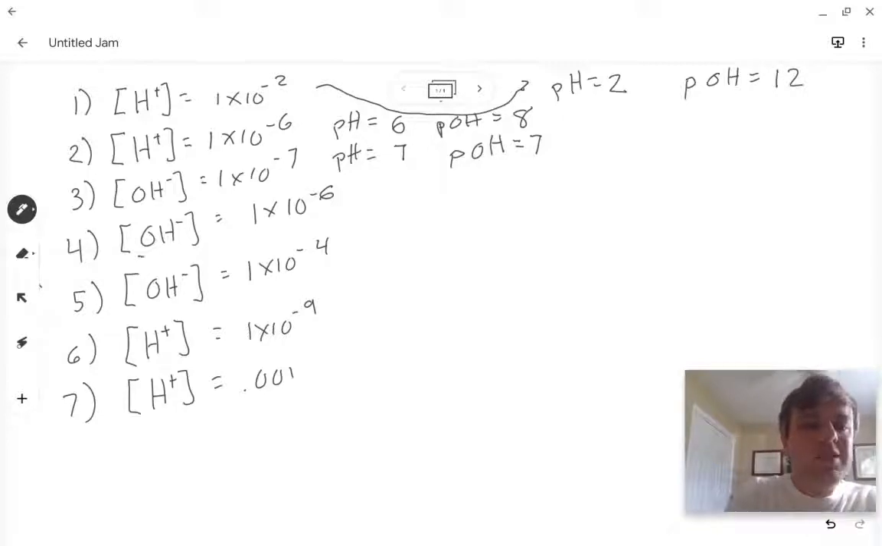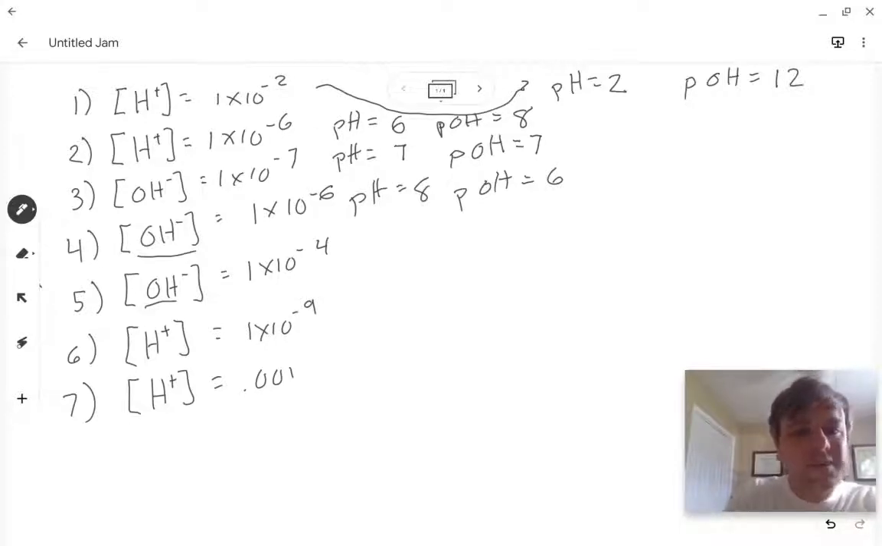If our hydroxide concentration is 1 times 10 to the negative 6, our pOH is 6 and our pH is 8. If our hydroxide concentration is 1 times 10 to the negative 4th, then our pOH is 4 and our pH is 10, because 10 plus 4 is 14.